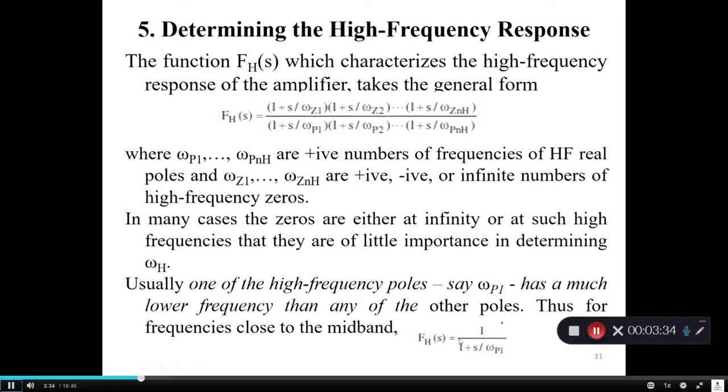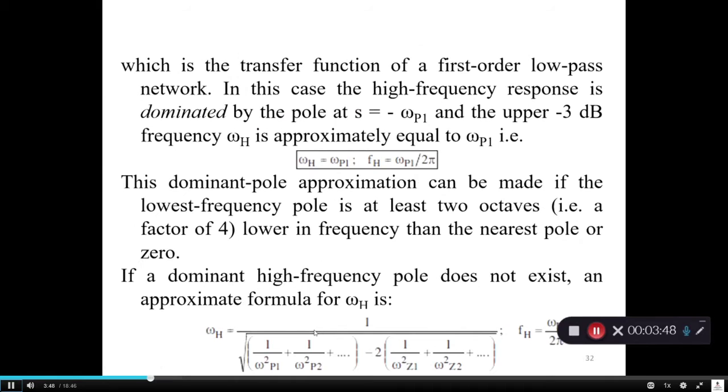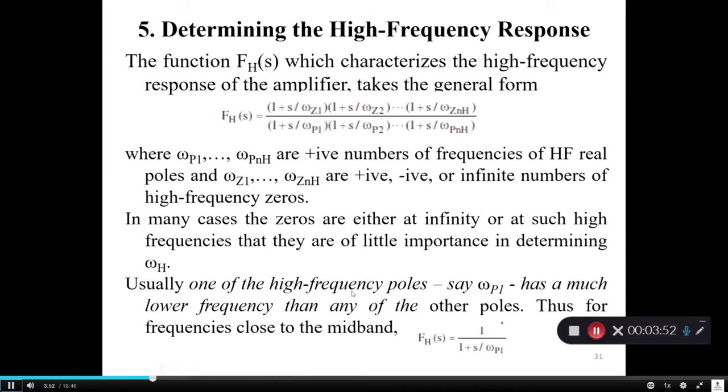So Fh(s) is equal to 1 upon 1 plus s upon omega P1. This is the format if you have one high frequency pole at the lowest value. But if there is more than one pole, then we will use the previous type of formula. If only one, then this formula. And using this one, we can calculate the omega h or Fh.